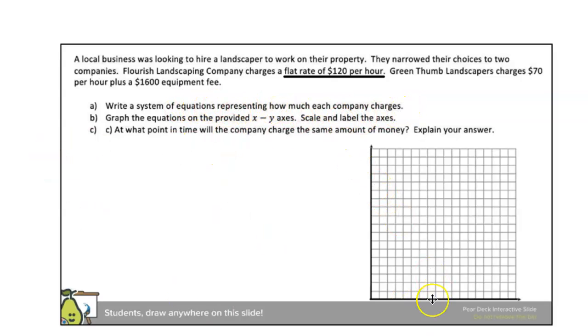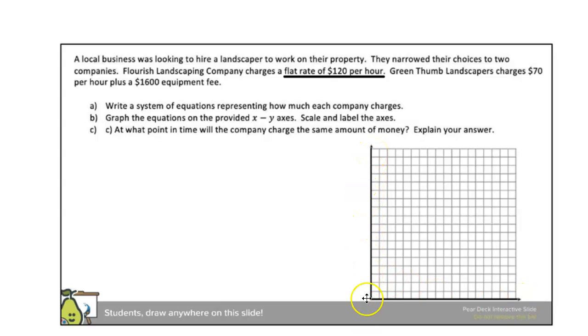What we want to do is figure out what our x and y axes are first, and then we will be able to write these equations. So first, let's figure out what we want on x and what we want on y. In all problems dealing with money and time and things like that, we generally want the time to be on the x-axis and the money to be on the y-axis.